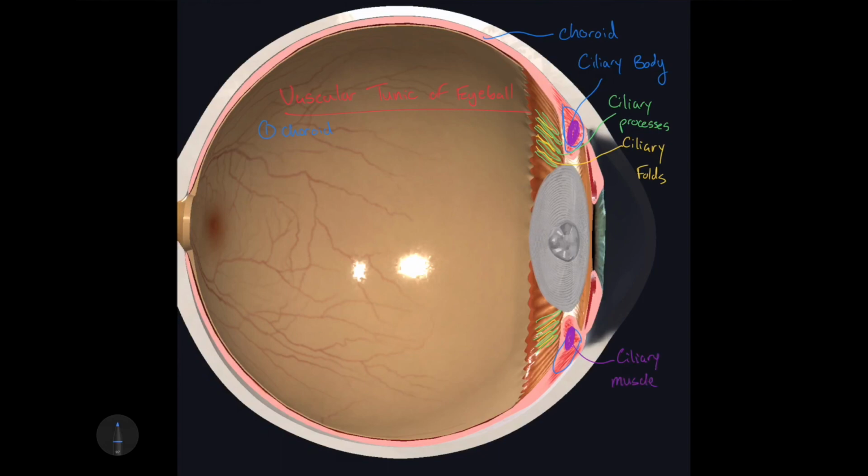Awesome. Let me go ahead and jot down all those terms that we learned that are part of the ciliary body. So this is the second part that makes up the vascular tunic, which is the ciliary body. And the ciliary body is made up of three things. It's made up of the ciliary processes, the ciliary folds, and the ciliary muscle.